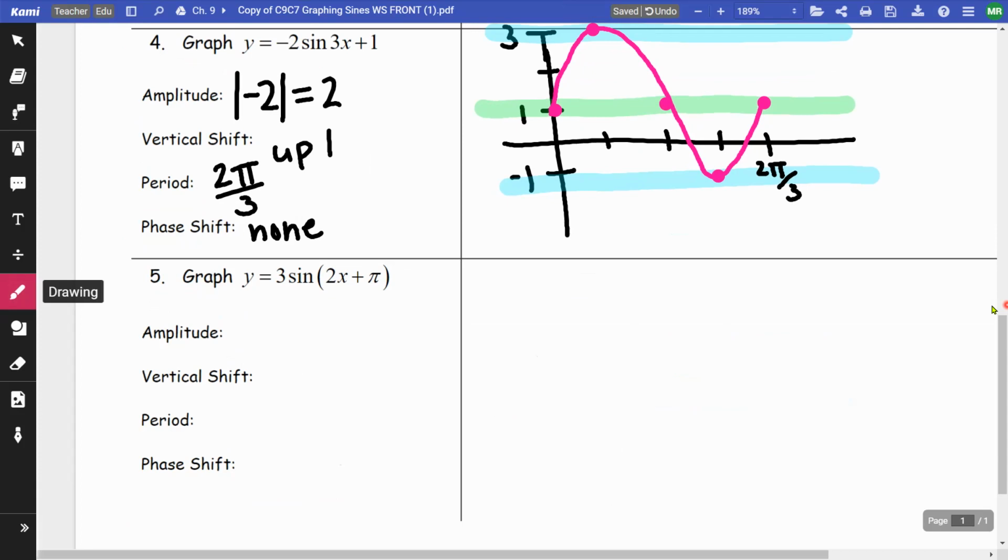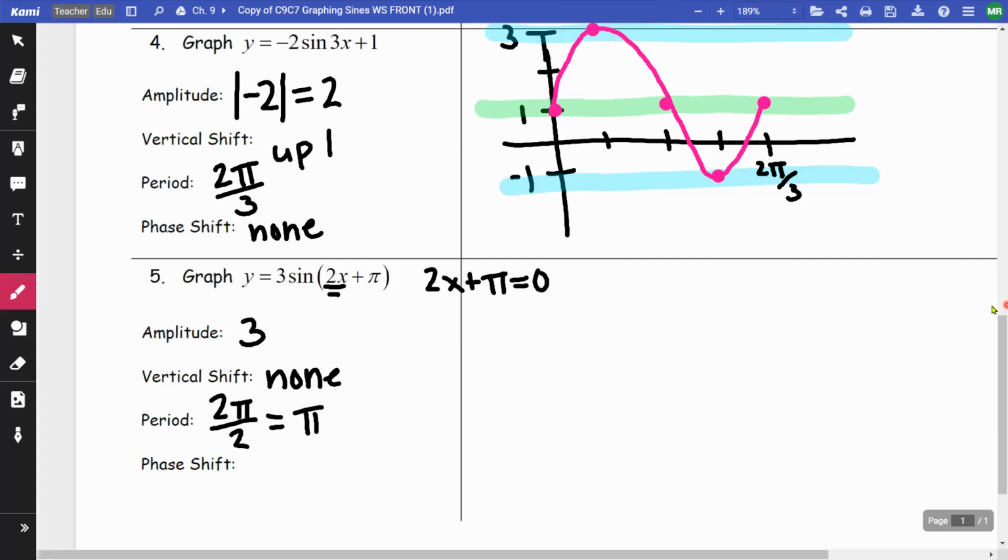On the next one, the amplitude is 3. The vertical shift is none. Now my period, that 2 in front of my x, whether it's inside the parentheses or outside, that is going to be my b. So I do 2 pi over b, or 2 pi over 2, and I get pi. So my period is pi. And I do have a phase shift. So to find my phase shift, I actually am going to take 2x plus pi, set it equal to 0. And so I get 2x is equal to negative pi. So I get x is equal to negative pi halves. So my phase shift is going to be left negative pi halves.